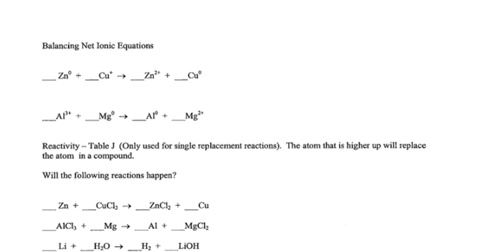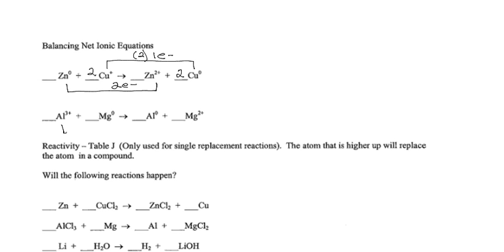To balance net ionic equations, we simply connect the two things that are similar and see how many electrons they change by. And then we multiply so that they equal out. So this one, we multiply by 2. So wherever coppers are, the copper plus and the copper atom, we put a 2 in front.